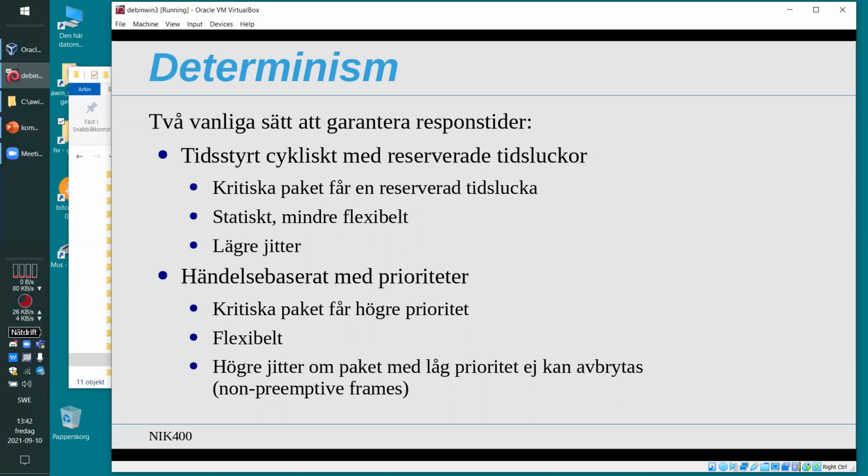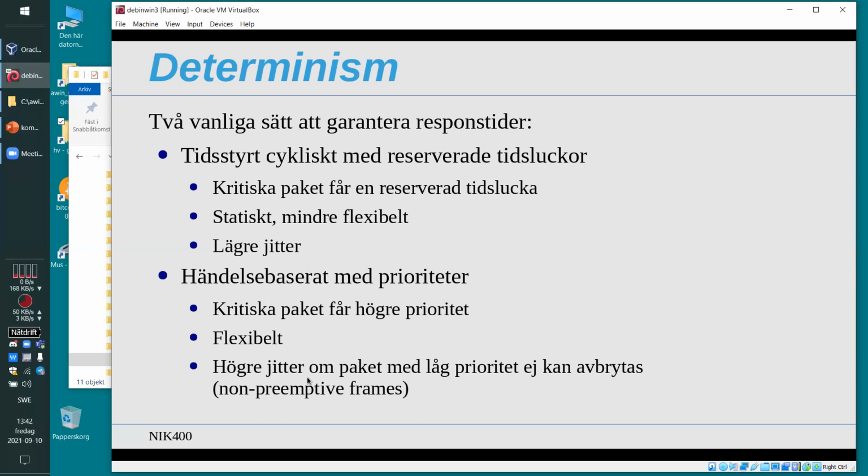And then it makes it really flexible. You can actually have low priority traffic that uses all available bandwidth, but you can still guarantee that critical packets will have a higher priority and will be sent first. So the priority-based or event-based systems are much more flexible. You still have guarantees using the priorities. You will typically end up with higher jitter very often.